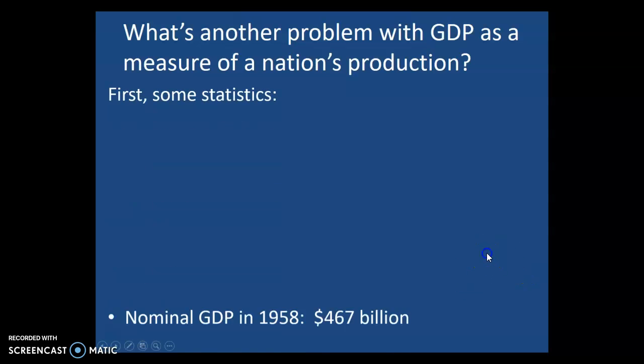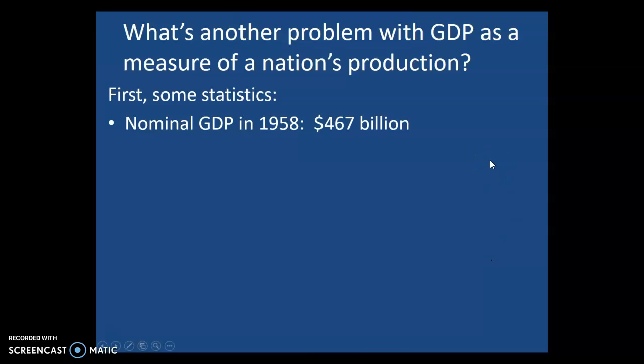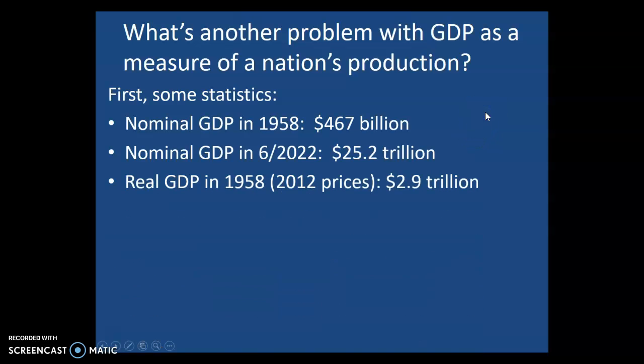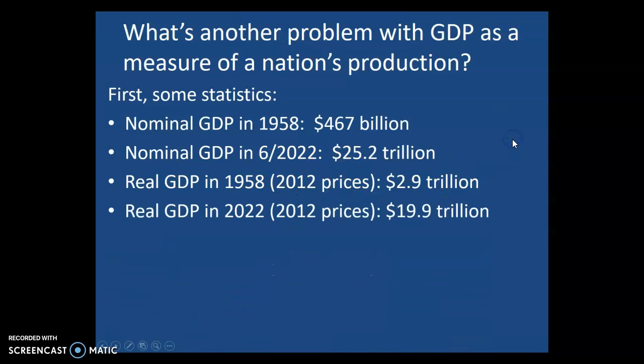First of all, some statistics. Nominal GDP when I was born in 1958 was $467 billion. In summer of 2022, that's up to $25.2 trillion, a huge growth. Real GDP in 1958 was 2.9 trillion using 2012 prices. Today it's 19.9 trillion. Again, that's a big difference. This would assume, by the way, that we're still way wealthier, like 6 to 7 times wealthier today than we were when I was born, even using real GDP.